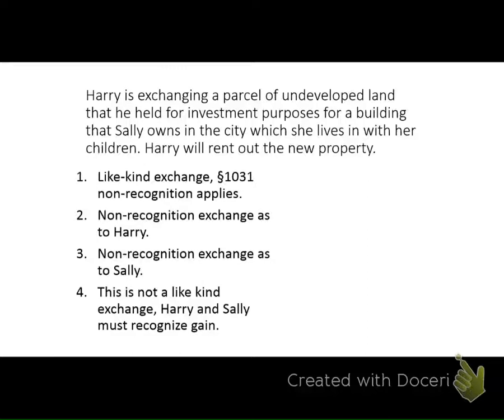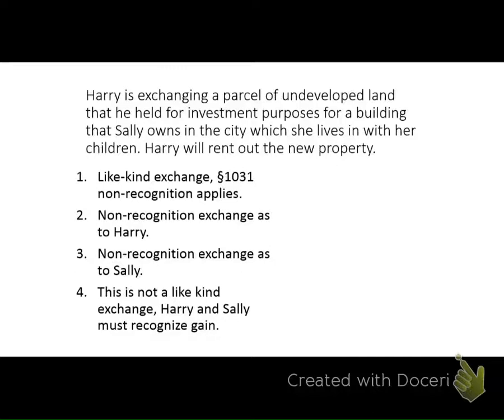So first we have to determine if there's like-kind property, and then we have to determine the holding requirement. Are they holding it for productive use in a trade or business or investment purposes, both before and after the transaction? So we have to look at them individually. So first, looking at like-kind, we have a parcel of undeveloped land and a building in the city. So is a parcel of undeveloped land and a building in the city like-kind property?